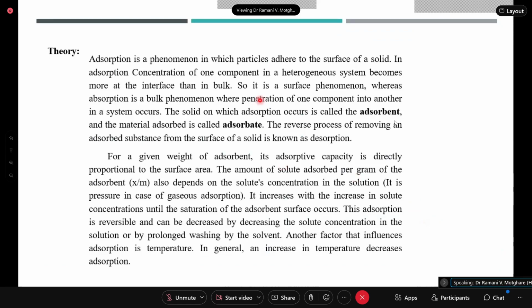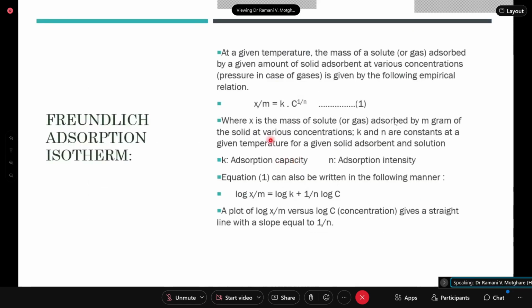Now, the theory of adsorption: X is the weight of adsorbate, M is the weight of adsorbent. The quantity of adsorbate adsorbed on unit weight of adsorbent is given by K into C raised to 1 by N. Here C is used because it's a liquid-solid interface. The liquid is acetic acid and the adsorbent is charcoal, which is a solid. So a concentration term is there. When it is a solid-gas interface, then the pressure term will come instead of concentration.